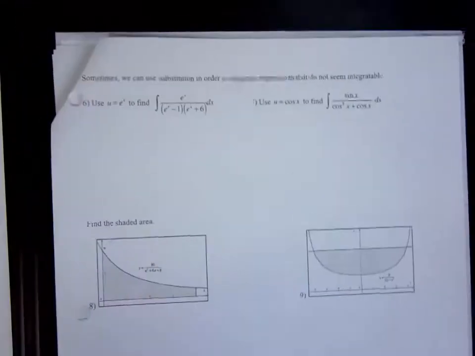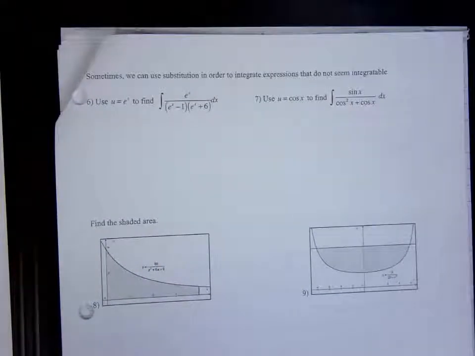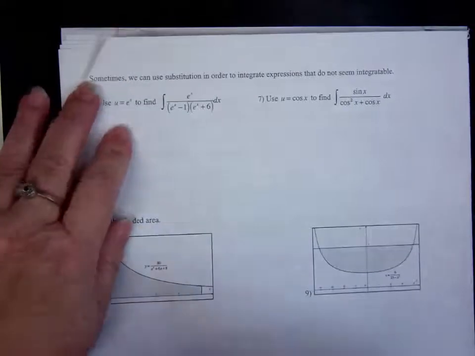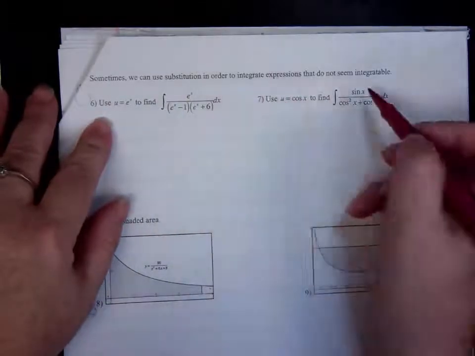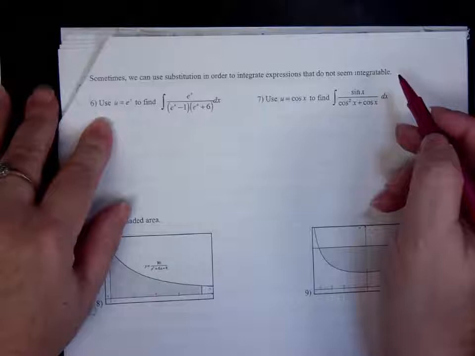And it says at the top, we're not going to do all of these, just a couple. First of all, mark out number 10 at the bottom. It's off the screen. That's okay. I haven't taught you the procedure to do that yet. It's called differential equations, and that's our next unit after this. But we can do number 6. And it says, sometimes we can use a substitution in order to integrate expressions that do not seem integratable.